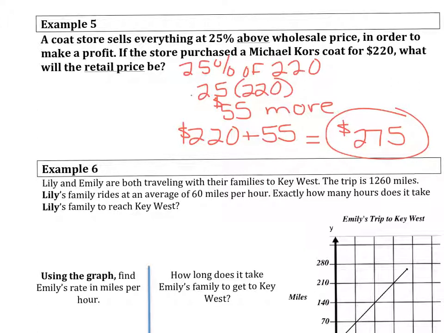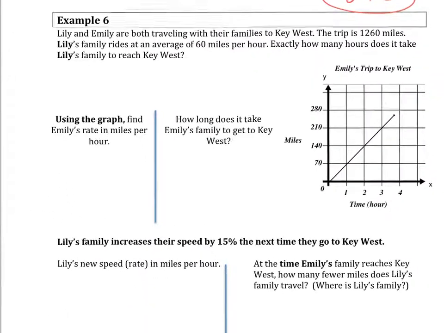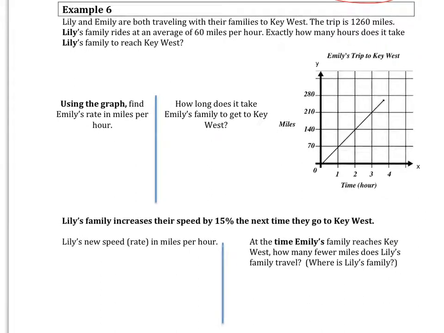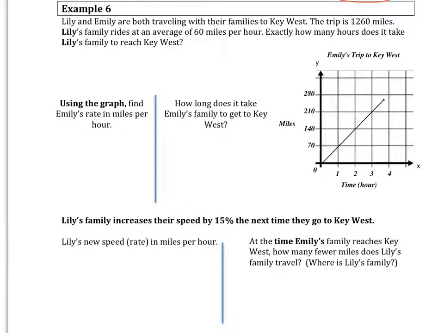Okay, in our last question here, this is a little bit more involved, and so we want to make sure we really understand what the question is asking and go through step by step here. So let's begin. It says, Lily and Emily are both traveling with their families to Key West. The trip is 1,260 miles. Lily's family rides at an average of 60 miles per hour. Exactly how many hours does it take Lily's family to reach Key West?